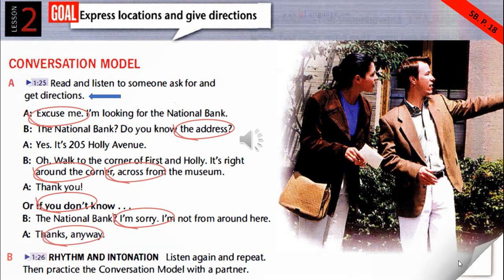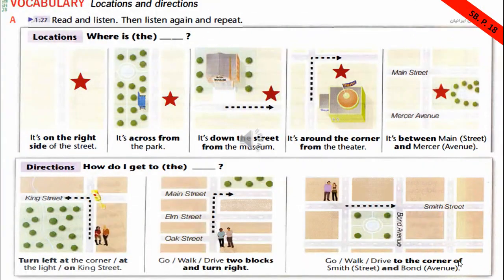Now, let's move on. On the same page, page 18, we have vocabulary, locations and directions. Read and listen, then listen again and repeat. While we are listening, please look carefully at the picture. Come on, let's start. We will start with locations and then move to directions. Let's see the locations first. Locations in English means places.